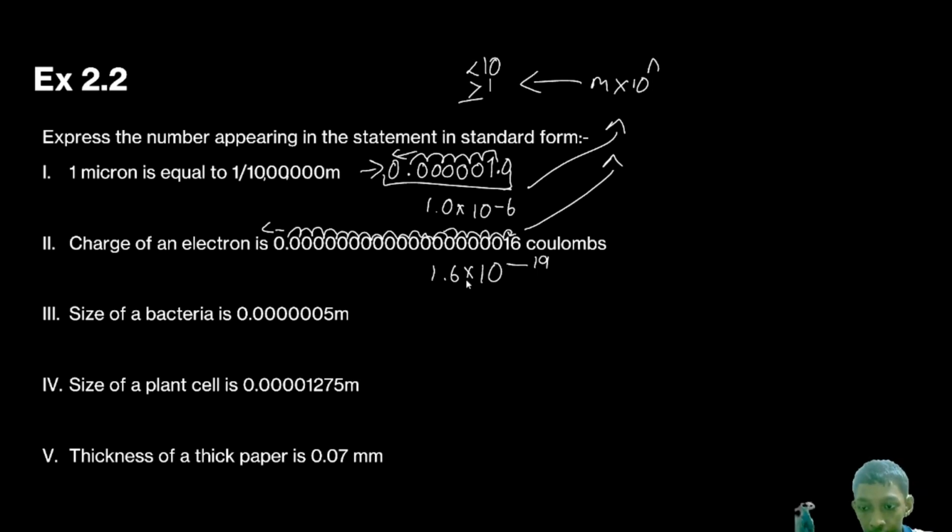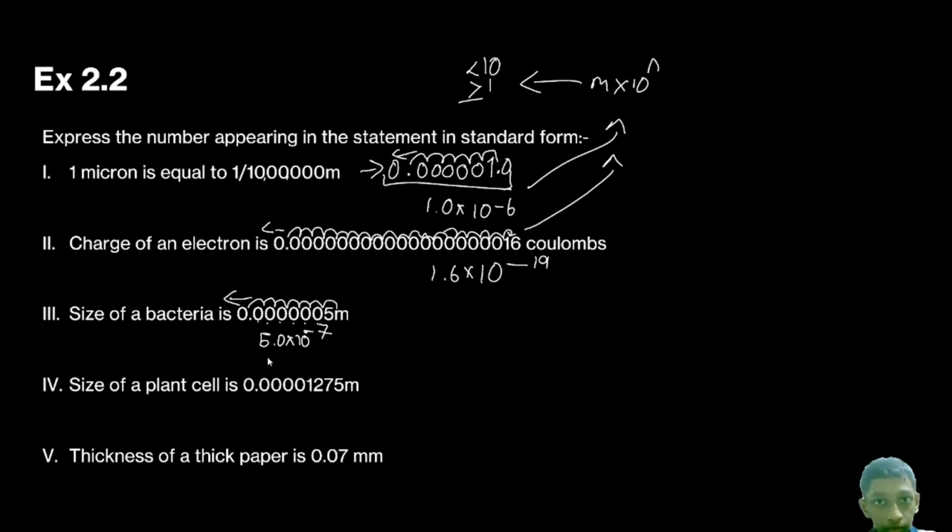So let's move to the third one. Size of bacteria is 0.0000005 meters. It's such a small number. So let's convert it into standard form. Since it is at the left side, we will have a negative exponent. Let's see how many places it has to shift. 1, 2, 3, 4, 5, 6, and 7. So 5 is greater than 1 and less than 10. So the value of m is 5.0 or simply 5 into 10 raised to the power of minus 7.